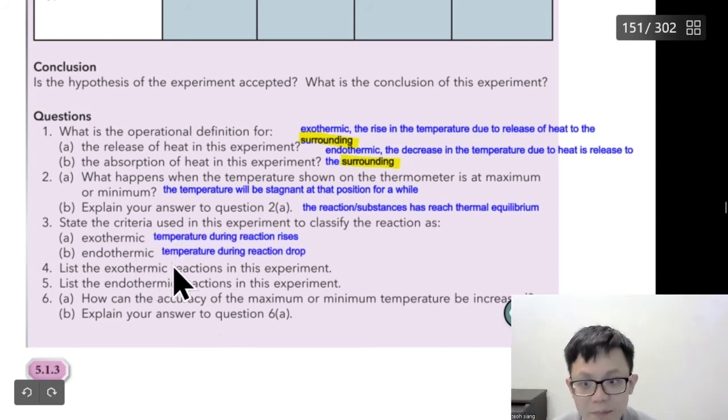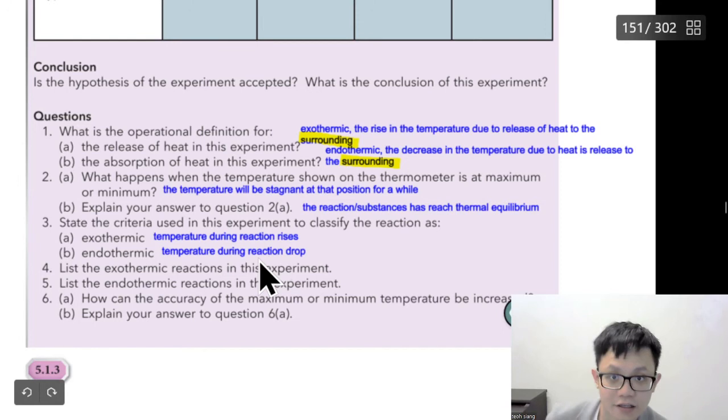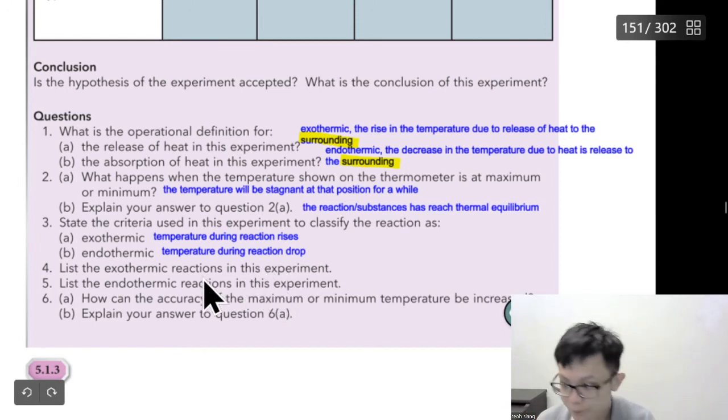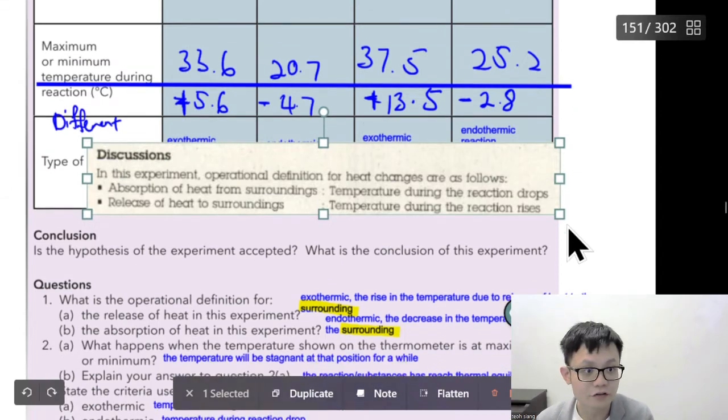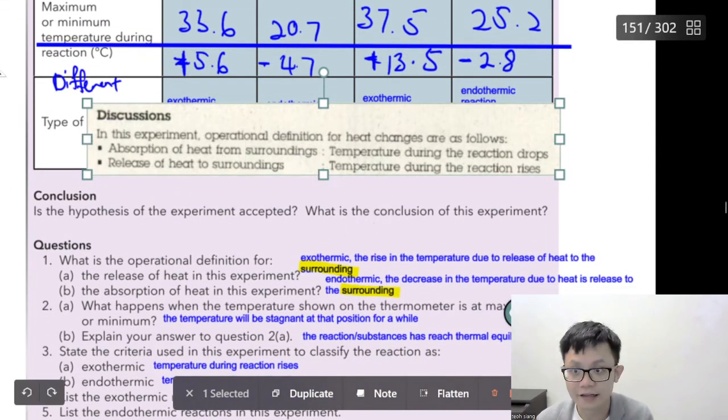Okay, so for this one, maybe I will say exothermic: temperature during reaction rises. Endothermic: temperature during reaction drops. And I just accidentally found the operational definition because I've got the textbook here. Not a textbook, it's just a revision book. So maybe I can just copy this. Okay, so these are the definitions that I can copy from a book.